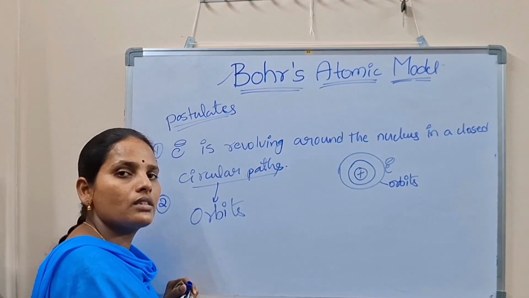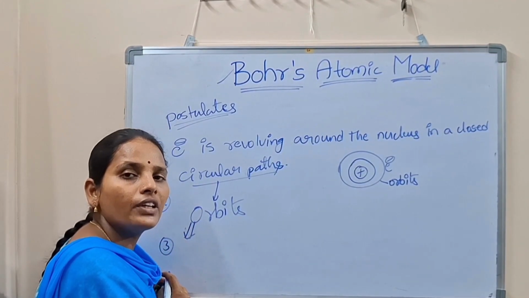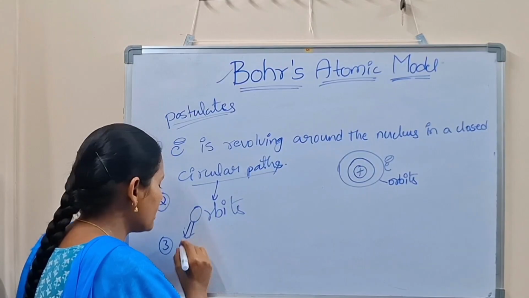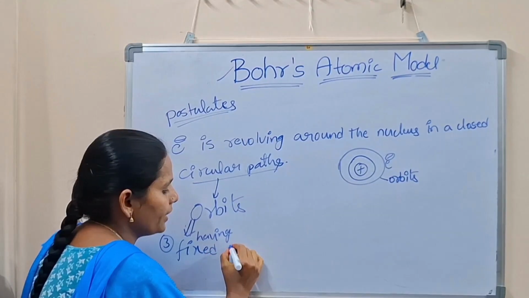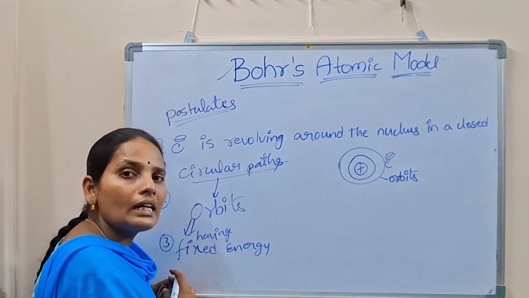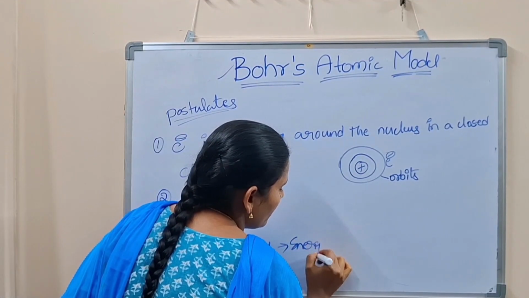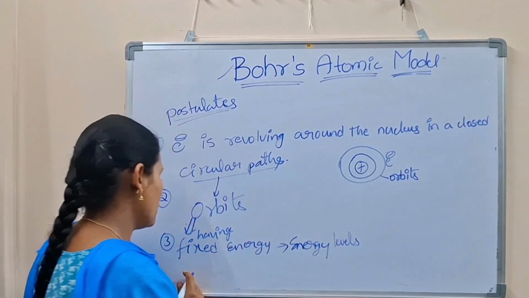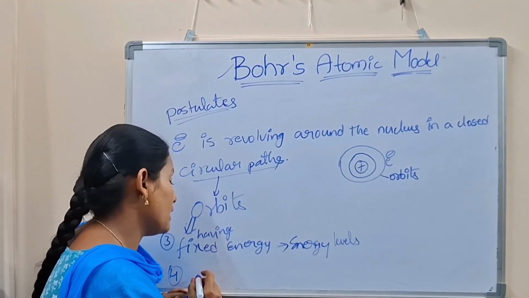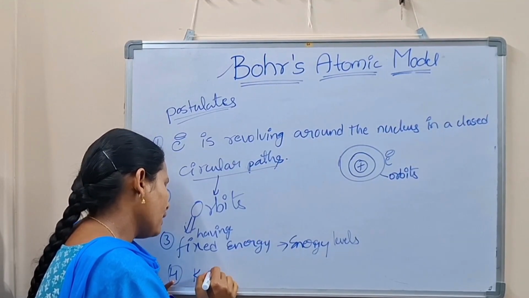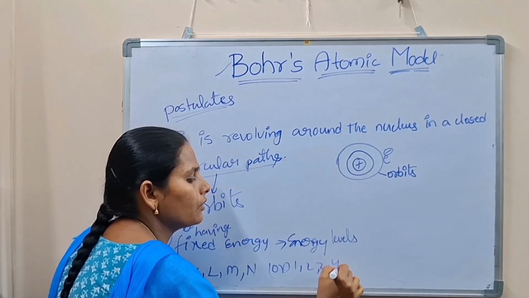Orbits or shells. In the third point, these orbits have fixed energy. That's why these are called energy levels. Fourth point: he is giving names to the energy levels: K, L, M, N or 1, 2, 3, 4.